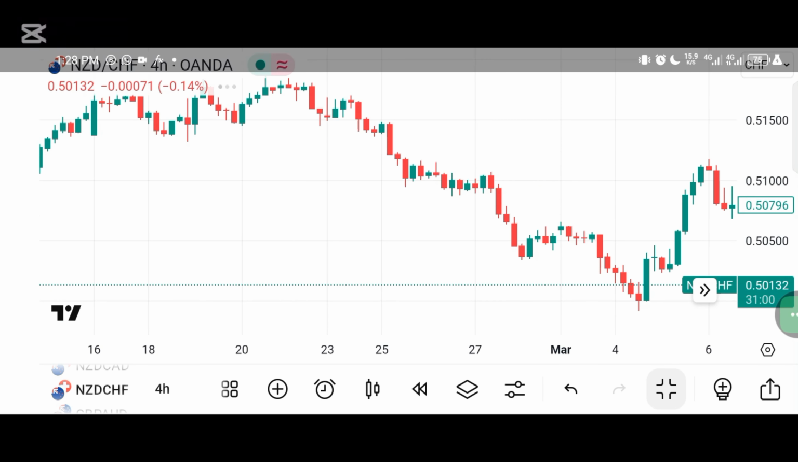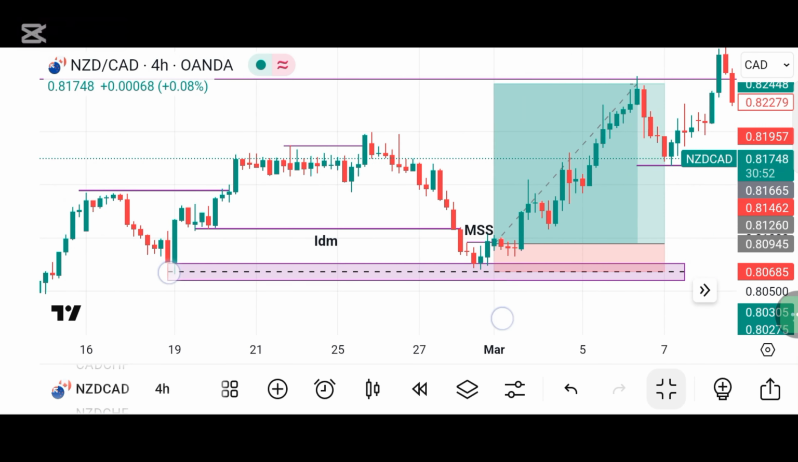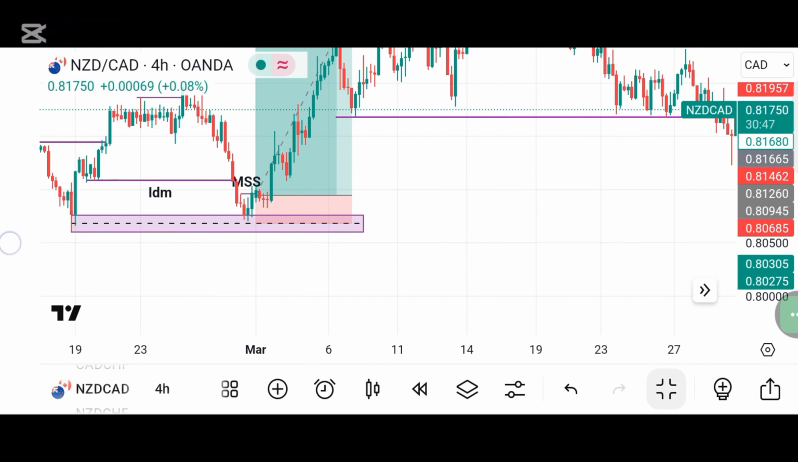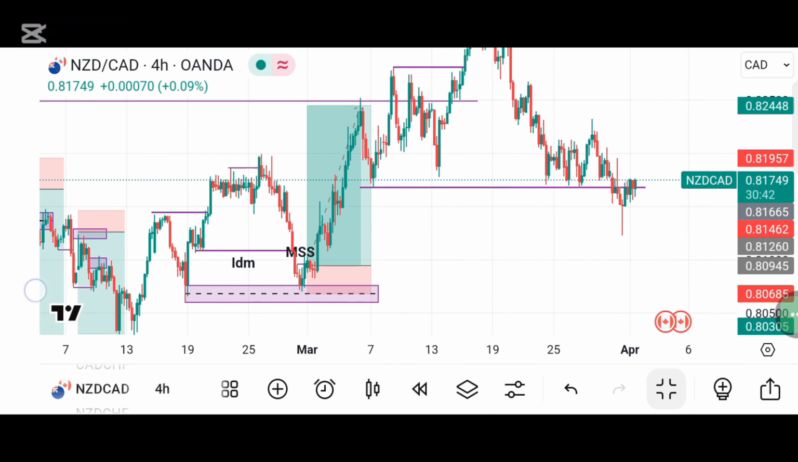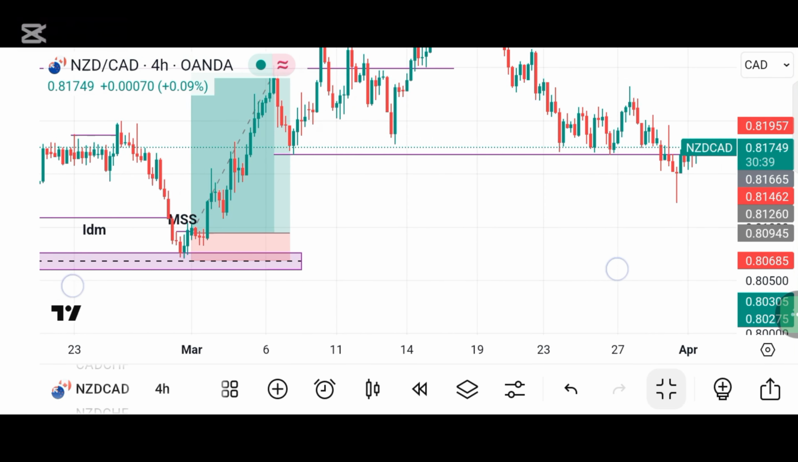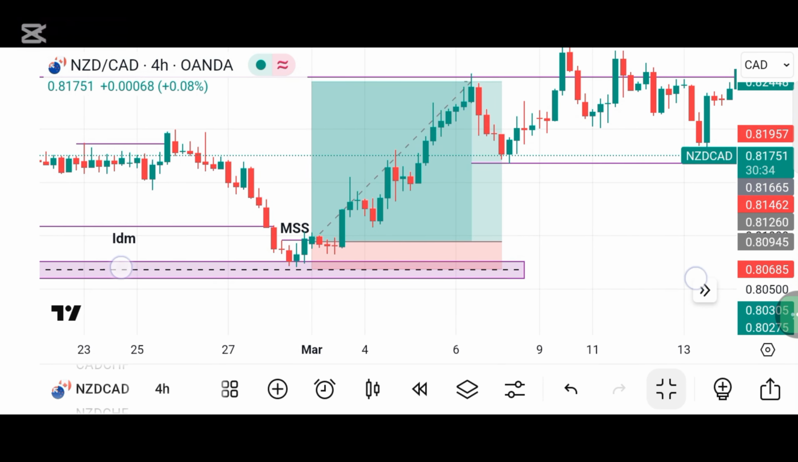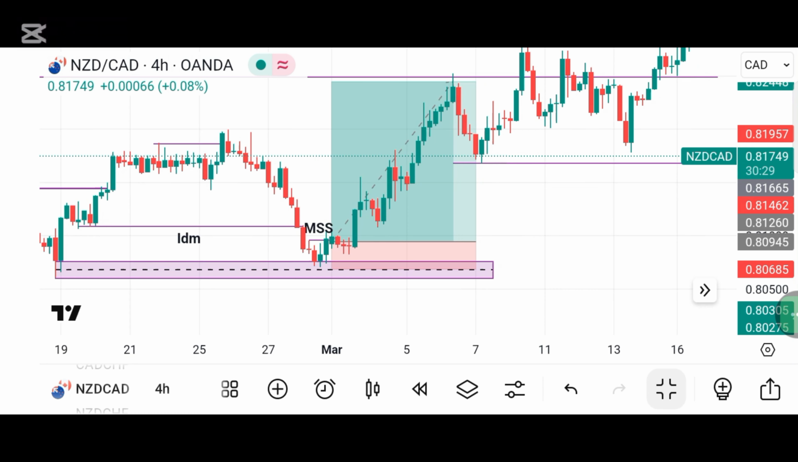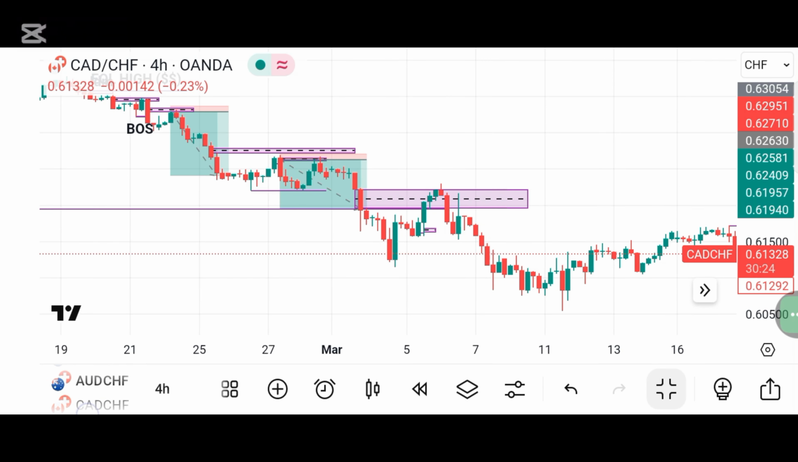This is NZD card. Sorry, just bear with me. Now I was able to get a good setup here on NZD card around March. What date was this? Okay, March 5th. Sorry for that, March 5th. Then let's go to Euro card. Let's see what we have in Euro card around March 5th.